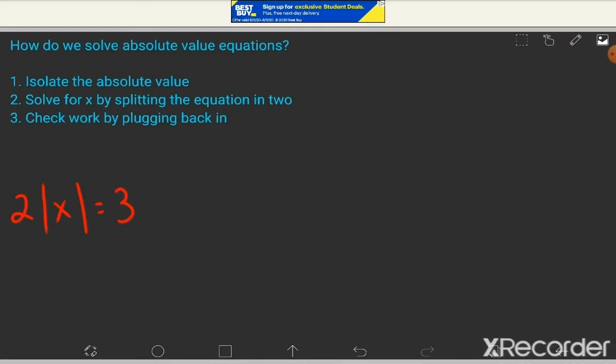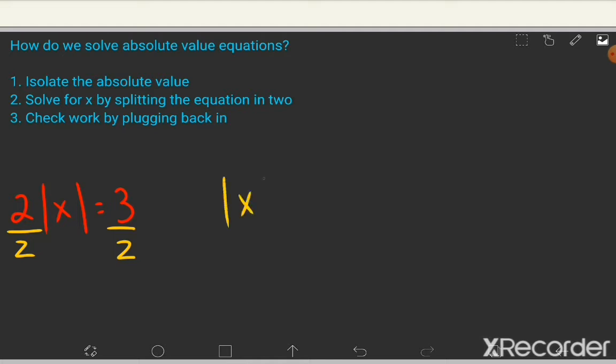First, we have 2 times the absolute value of x is equal to 3. So we're going to isolate the absolute value like we would on a normal equation by dividing both sides by 2. And we will end up with the absolute value of x is equal to 3 divided by 2.